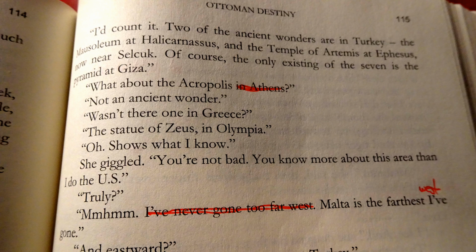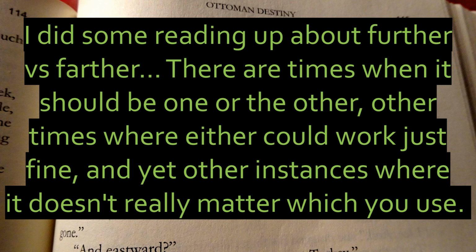I realized I could just cut that whole line just by saying Malta is the farthest west. Let's see, farthest or furthest? I'm going to have to think about that. I don't know, I may just change this altogether unless someone lets me know which one is right. I'm really racking my brain here.